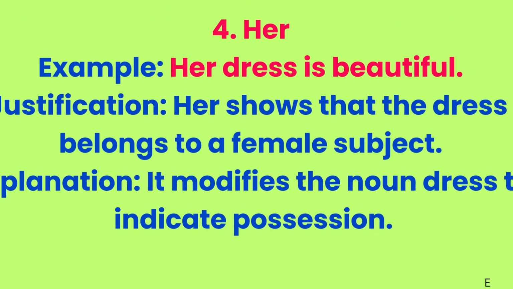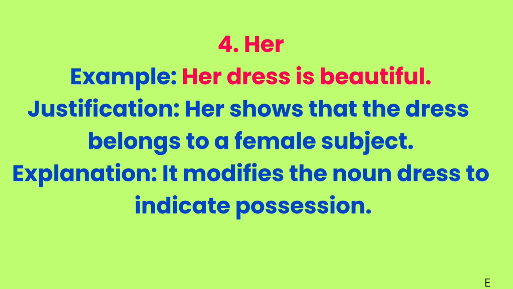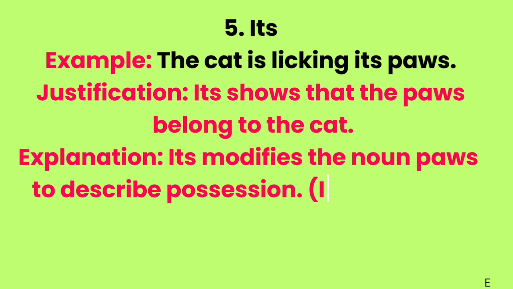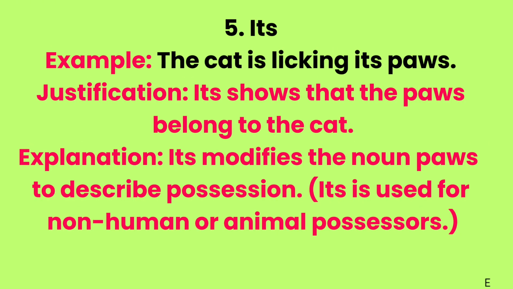4. Her. Example: her dress is beautiful. Justification: her shows that the dress belongs to a female subject. Explanation: it modifies the noun dress to indicate possession. 5. Its. Example: the cat is licking its paws. Justification: it shows that the paws belong to the cat. Explanation: it modifies the noun paws to describe possession. It is used for non-human or animal possessors.